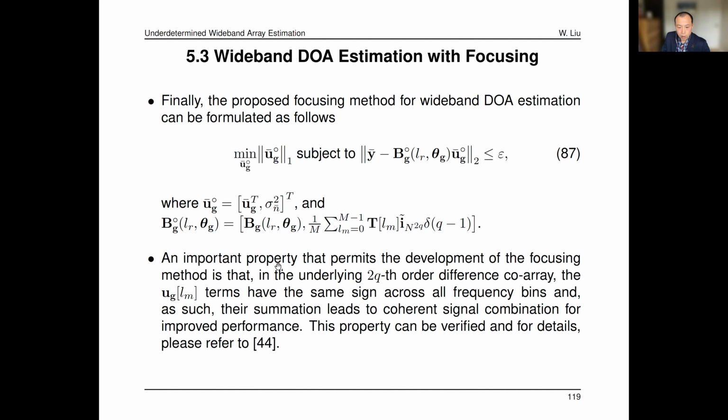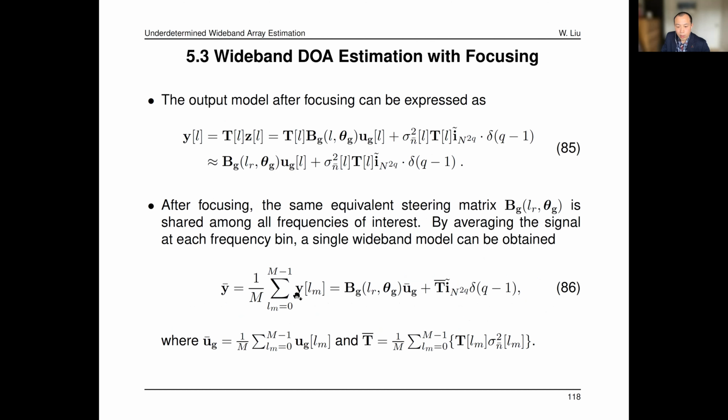One important property that permits the development of this focusing method is that in this underlying 2k-order difference coarray, these terms have the same sign across all frequency bands, and as such, their summation leads to coherent signal combination for improved performance. So when you add all of them together, you need to make sure the source signals have the same sign, so they will be added together coherently.